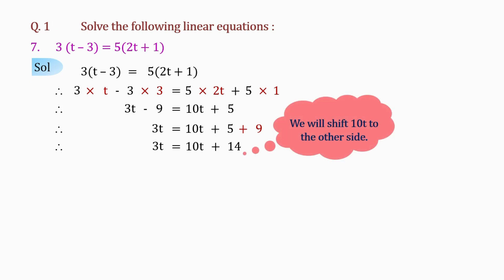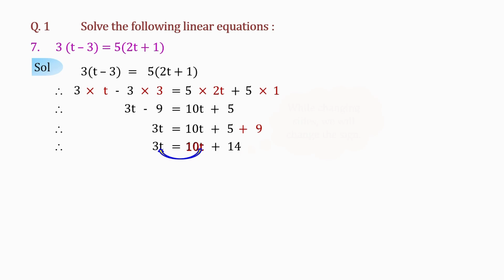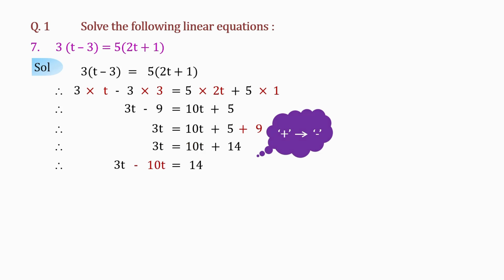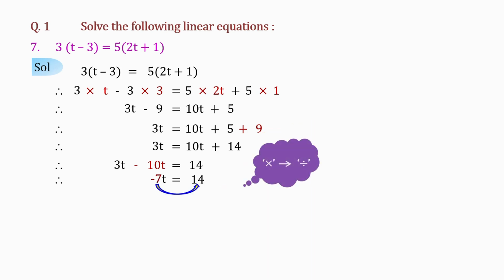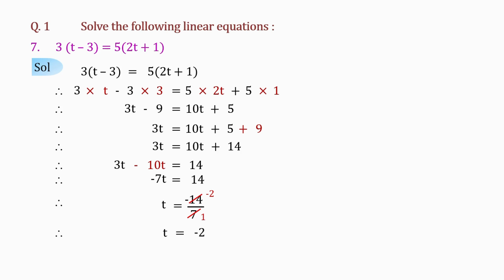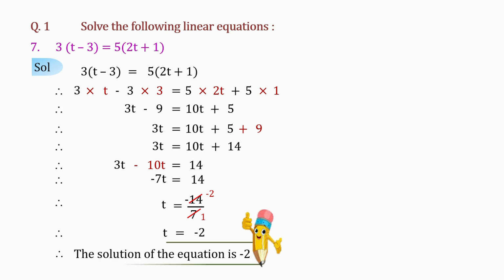Now we will shift 10t to the other side and it will change the sign. So now we will shift minus 7 to the other side. Now this becomes t = -2. So that's why the solution is minus 2.